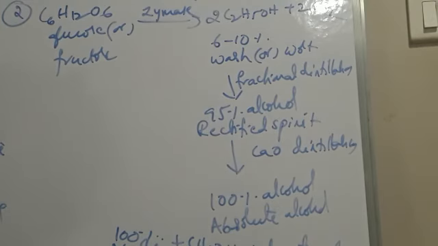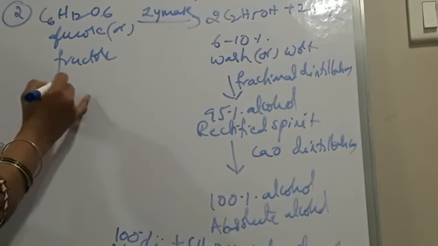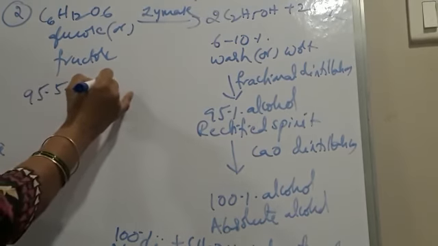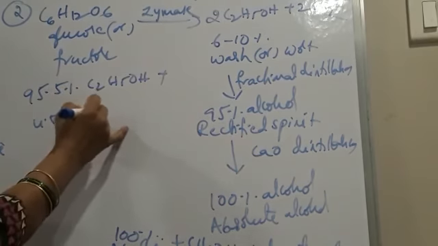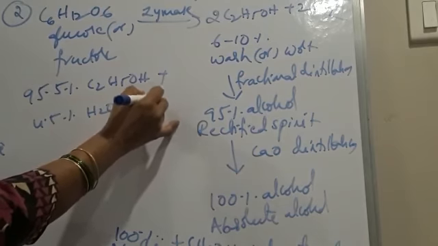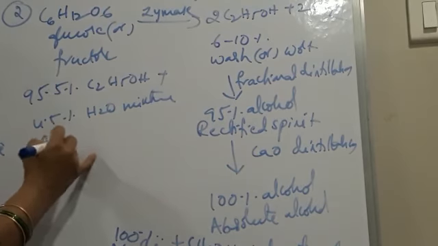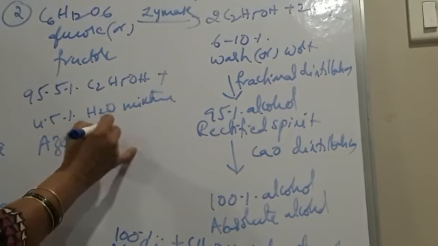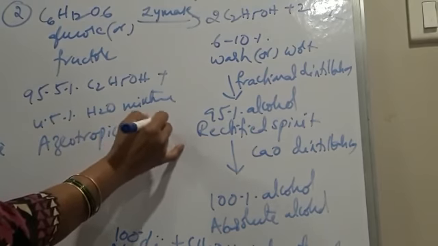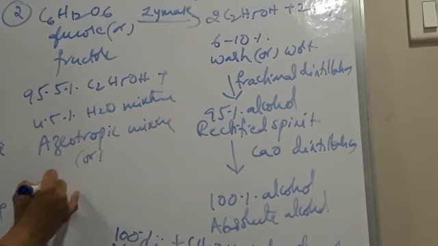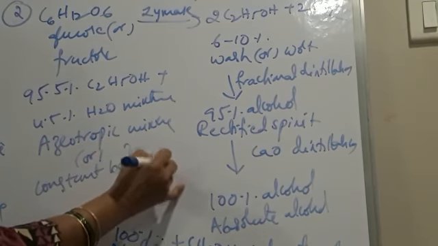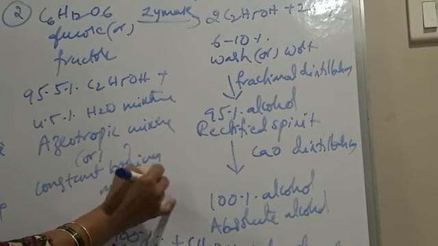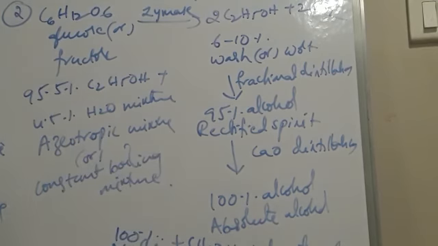Then a mixture of 95.5% ethyl alcohol and 4.5% water is called an azeotropic mixture or constant boiling mixture. So all this is about the preparation of alcohol.